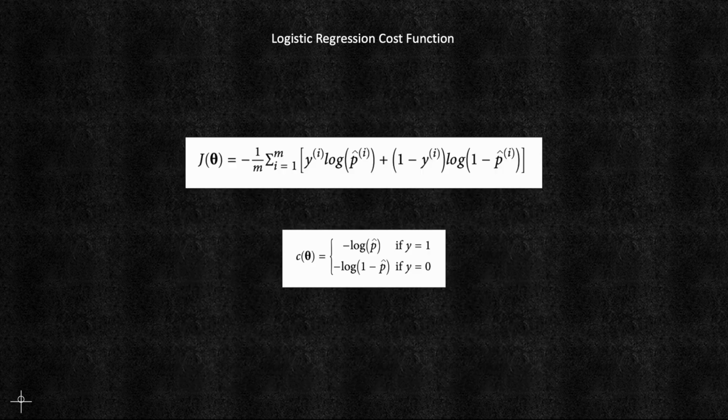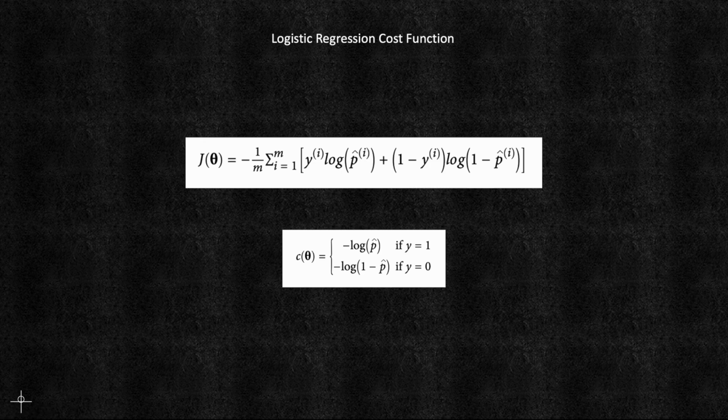We can rewrite the cost function as a single function. It looks complex, but if you take a closer look, it is exactly the same as the previous function. For an actual positive, yi equals 1, so this part equals 0. For an actual negative, yi equals 0, so this part equals 0, and the function is left with this part.